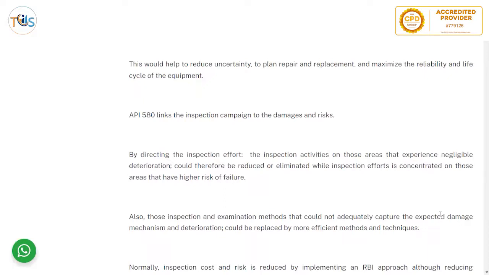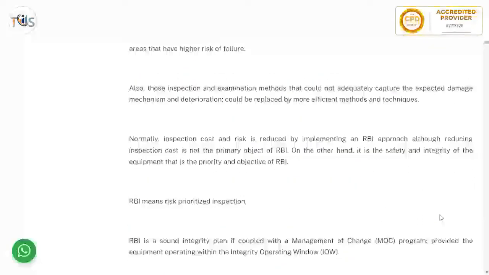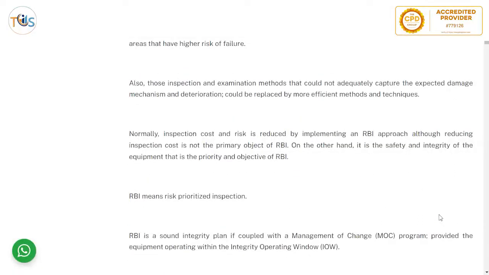By directing the inspection effort, the inspection activities on those areas that experience negligible deterioration could be reduced or eliminated, while inspection effort is concentrated on those areas that have higher risk of failure. Also, those inspection and examination methods that could not adequately capture the expected damage mechanism and deterioration could be replaced by more efficient methods and techniques.